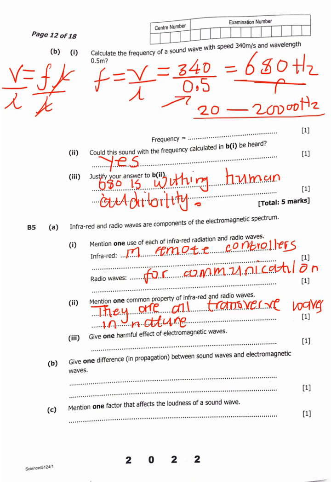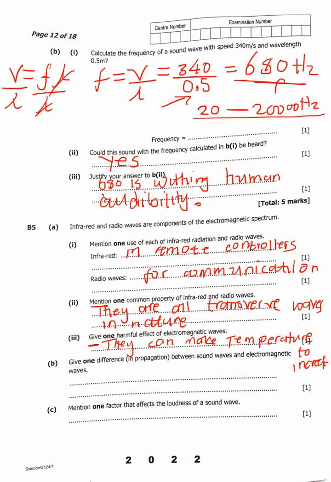Now let's move on to Roman number 3. Give one harmful effect of electromagnetic waves. So the harmful effect of this, we can say they can make the temperature of the environment increase.